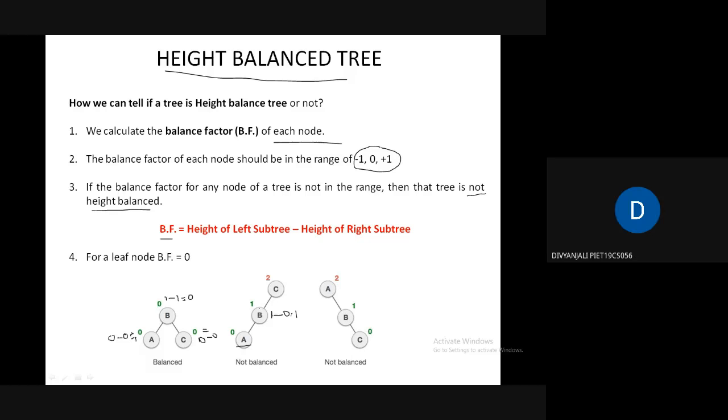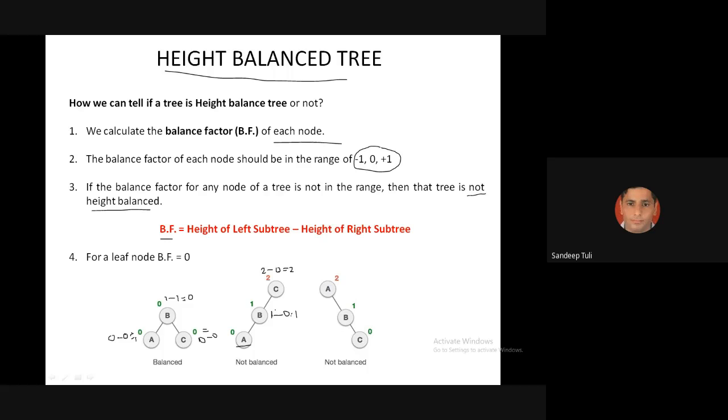2. The height of the left subtree is 2, but the height of the right subtree is 0. So it is 2 - 0, which is 2. Is it clear to all? Yes, sir.